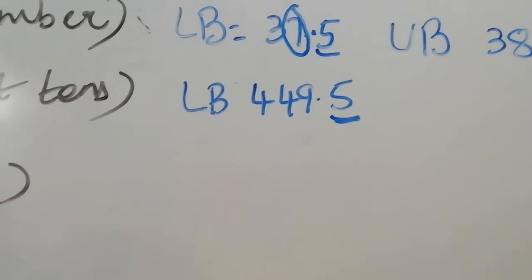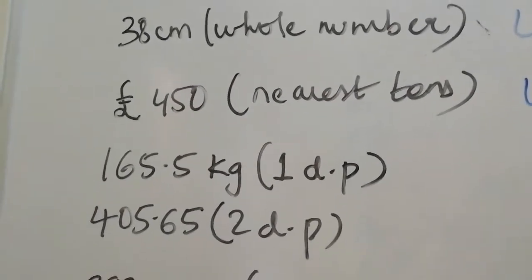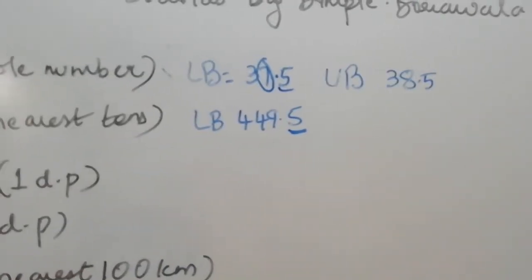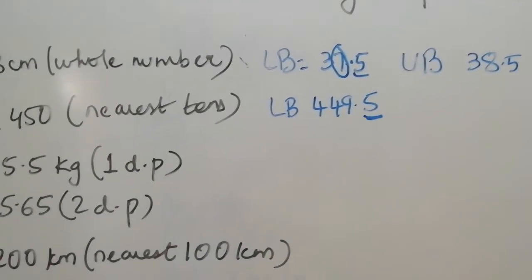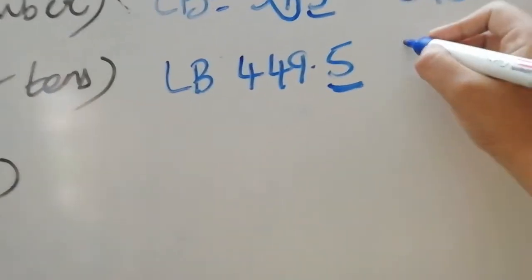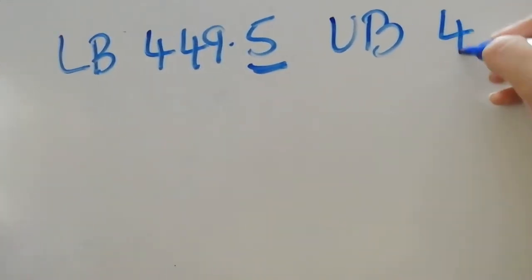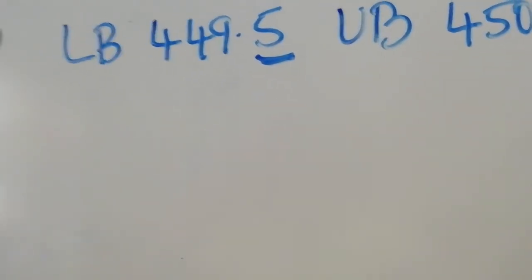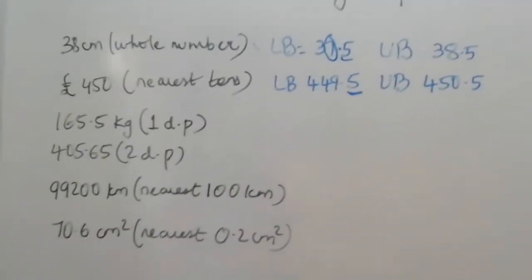Now as we have got 0.5 behind, we will go 0.5 forward. Always remember, how much you go backward for lower bound, that much only you can go forward for upper bound. So your upper bound will be 450.5. Are you all together?